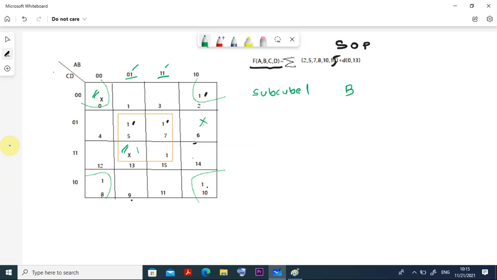And if you take these rows 0 1 and 1 1, then what is common? This one and this one are common. What is the value of 1? The 1 is equal to d. So now for subcube 1, the term becomes bd, right? It becomes bd. Now I am going for subcube number 2.